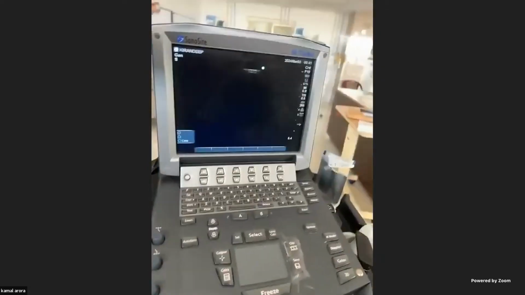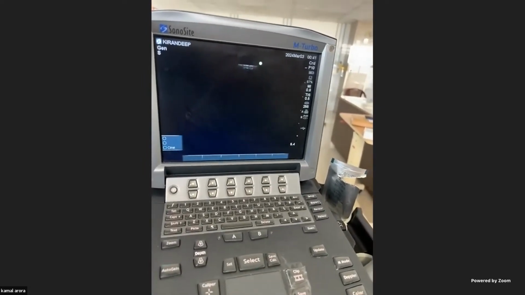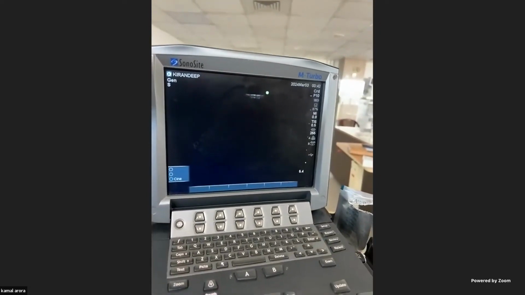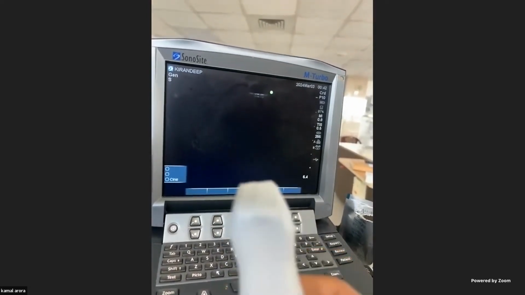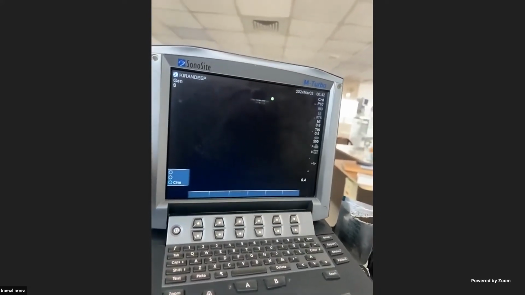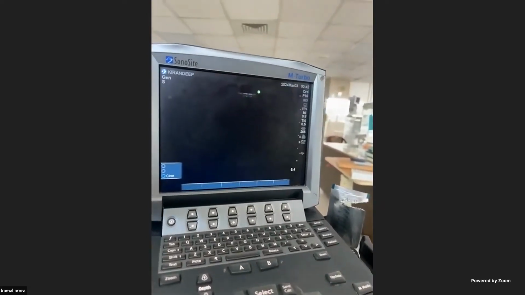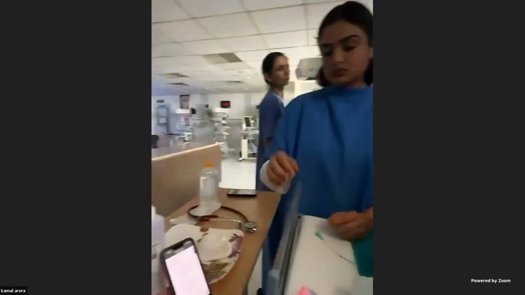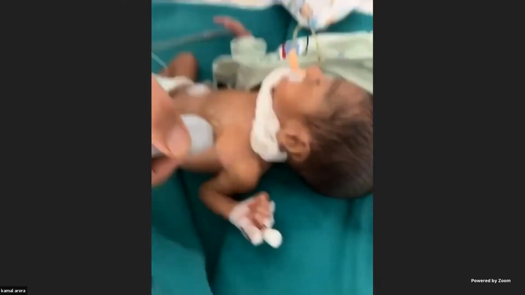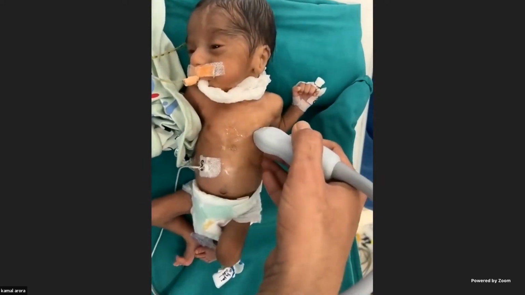Okay, without wasting time, sir, I'll jump directly to the indices which you have explained. So we are doing the echo of this baby to look for the PDA indices, and we will be using this probe. This is a thumbprint probe, and the frequency of this is 4 to 8 megahertz. So the first parameter which sir has told you is the 4-chamber view. So the pointer is pointing between 2 to 3 o'clock position.